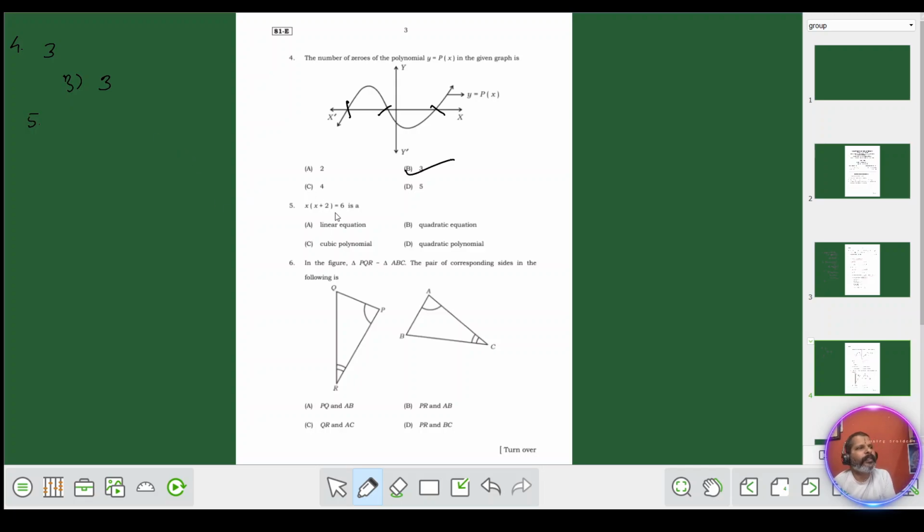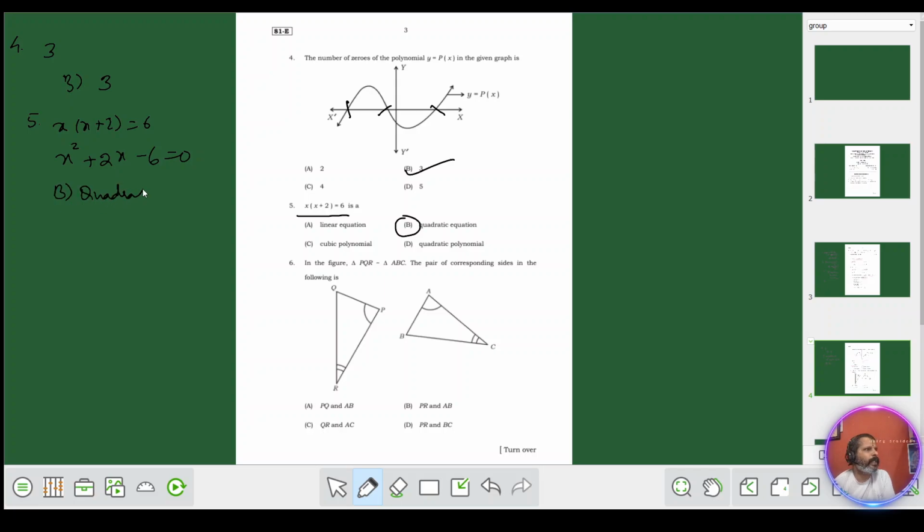Fifth one: if x of x plus 2 is 6, is it a linear, quadratic, cubic or biquadratic polynomial? Don't just try to answer from the given question. It is wrong. Though there is an x with a linear power here, you have to open the bracket. Always expand and get the expression or equation in simplified form, then answer. Open the bracket: x into x is x square, plus x into 2 is 2x. Take 6 to the left-hand side. Yes, it becomes a quadratic equation. See, B.